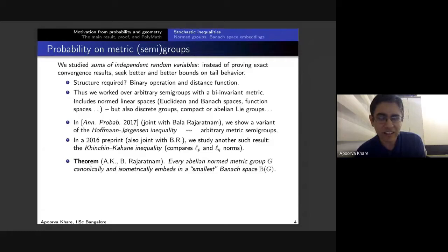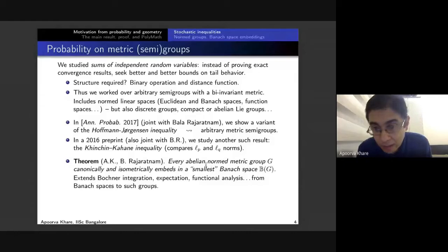So I'm actually going to construct one such smallest Banach space for you. Actually, if I assume the group has a norm, then it's canonical as well. Great. So this statement is correct. And the idea is this is very nice because if I take an abelian normed metric group and I look at random variables that take values in this group, I can actually talk about the expectation of such a random variable. Obviously, the expectation involves summing up over some probability, averaging against some measure.